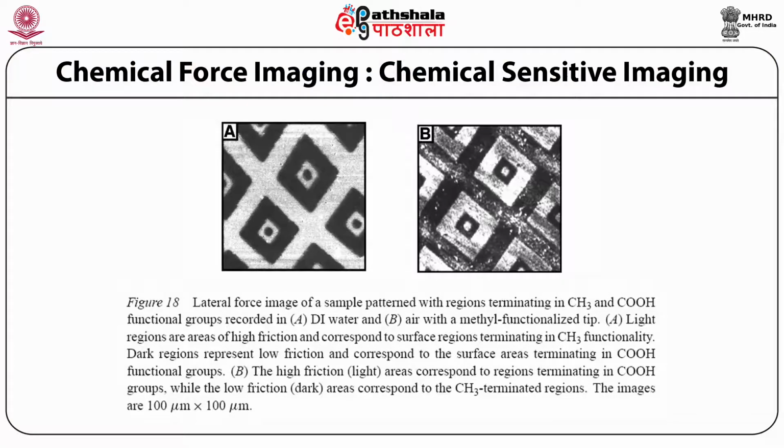The lateral force image of a sample patterned with regions terminating in CH3 and an acidic group COOH was recorded in DI water and air with a methyl functionalized tip. In the first photograph, section A, light regions are areas of high friction, corresponding to surface regions terminating in CH3 functionality. Dark regions represent low friction, corresponding to surface areas terminating in COOH acidic functional groups. Part B shows the high friction, that is light areas, corresponding to regions terminating in COOH groups, while the low friction, the dark areas, correspond to CH3 terminated regions. The images are 100 micrometers by 100 micrometers in size.